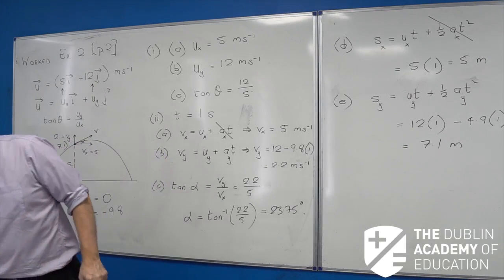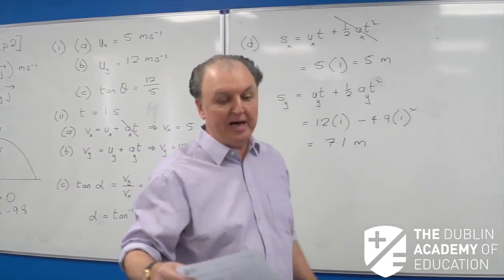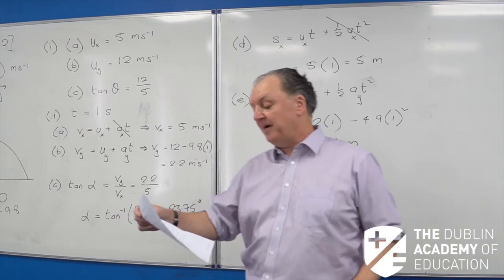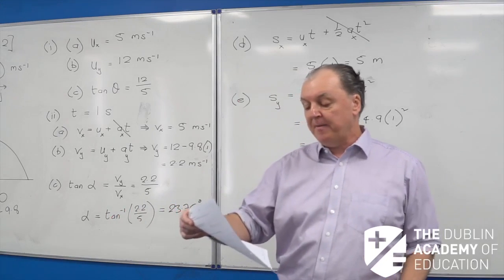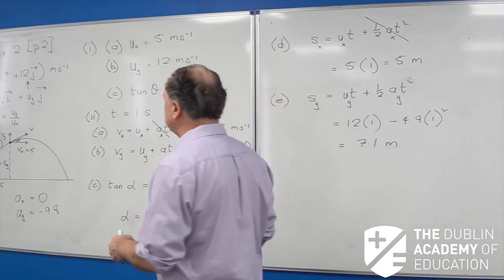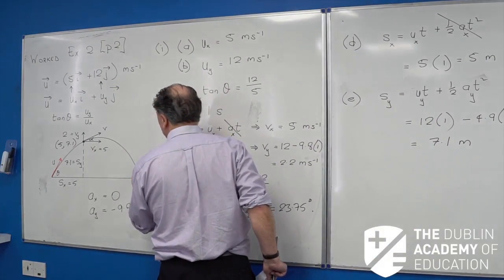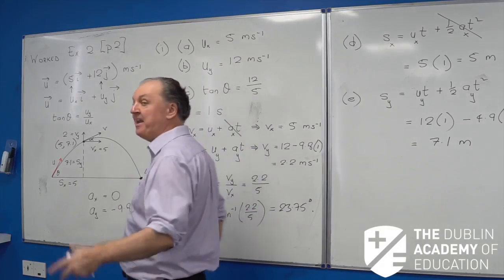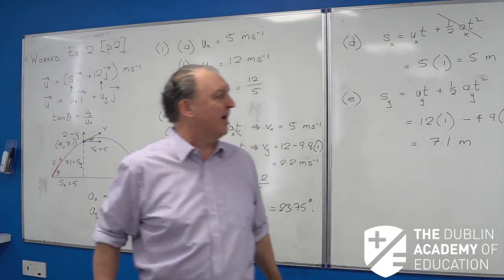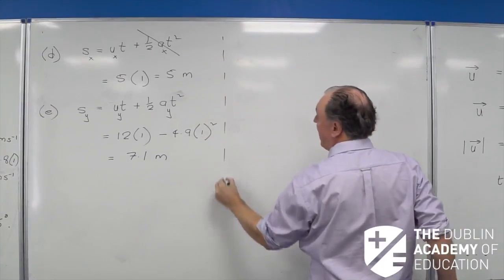And then on to the final part. The final part, they're asking me to find the time of flight. They're asking me to find the horizontal range, and they're asking me to find the maximum height. Well, the time of flight is the time it takes to land. What have we been doing so far? We've been doing an analysis of what happens after 1 second. So now, I want to see what happens when it lands.